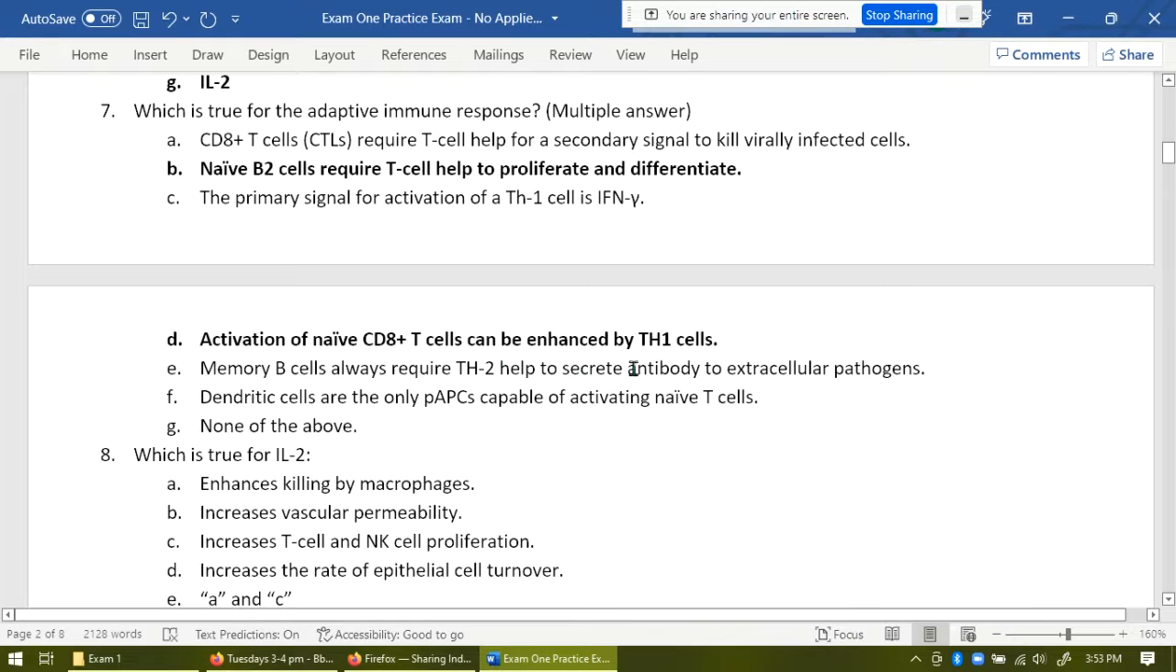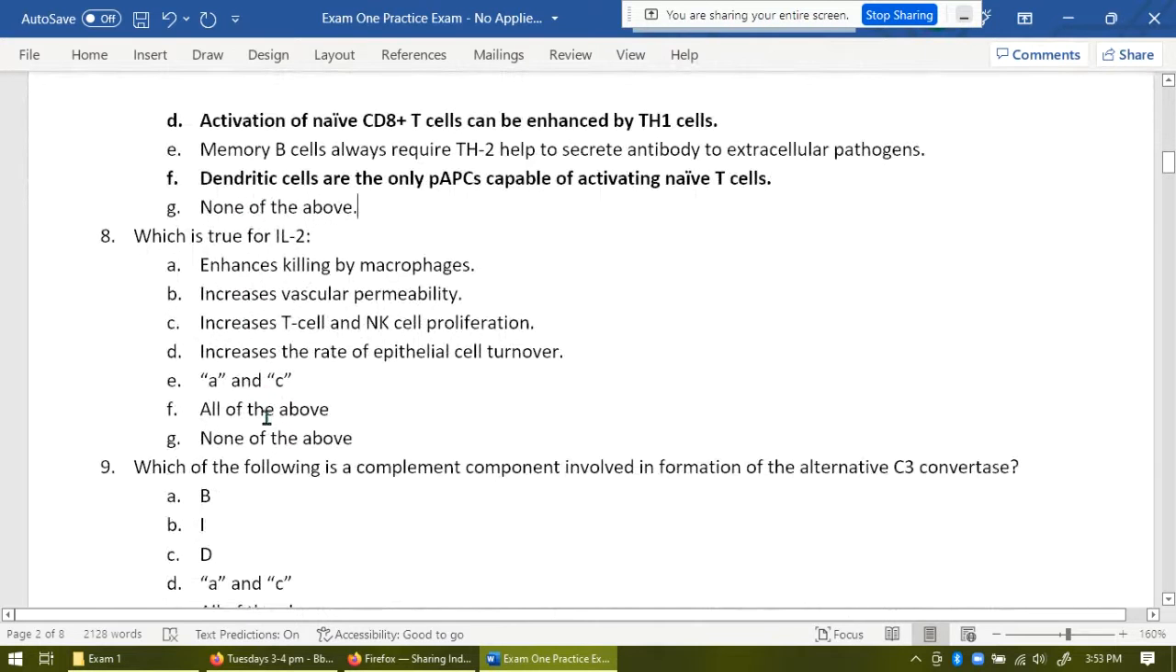Memory B cells require Th2 help to secrete antibody. That is not true. Memory B cells do not need to present antigen in order to differentiate into plasma cells. They've already encountered antigen, and now they're memory cells. They're just waiting around to encounter it again. Dendritic cells are the only antigen-presenting cells capable of activating naive T cells. That one is true. At least in our version. It's probably true that macrophages can do it to a really small extent, but dendritic cells are really the only cells that you need in order to do it. Macrophages alone wouldn't be sufficient.